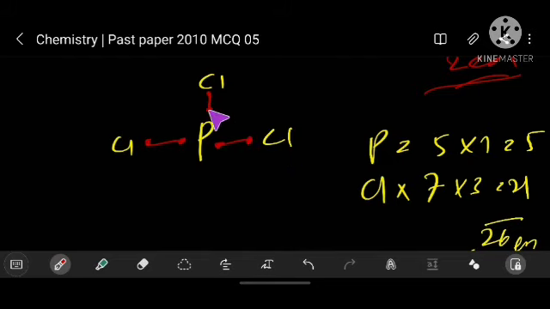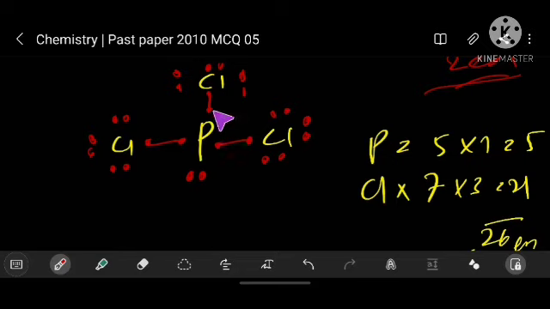So I have used 6 electrons. Now I'm left with 20 electrons. So here I'm going to use the remaining electrons, 6, 6, and 6. I'm left with two electrons, so I'm going to distribute it to phosphorus as a lone pair.